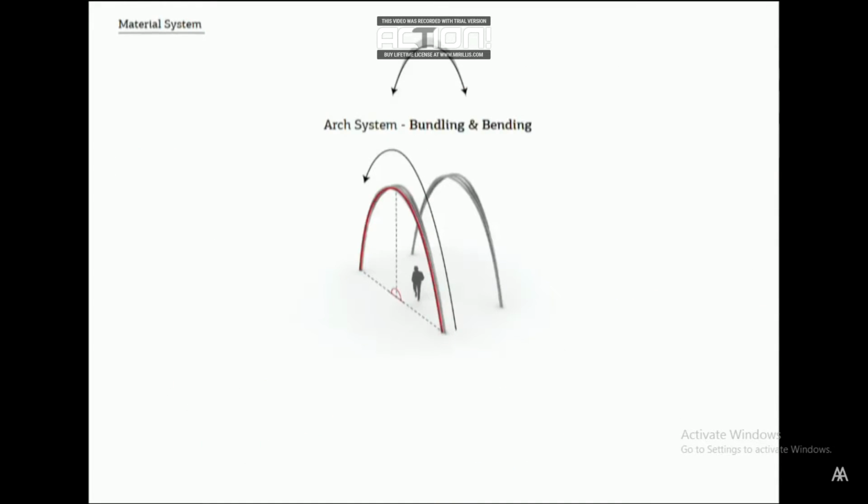To develop the system, we looked at 3 principles. The first principle is bundling and bending, which allows us to generate an arch element. The second principle we looked at is branching. Because the bundles are made out of multiple reeds, you can branch them at some point, and the arch can start to span and create a surface.